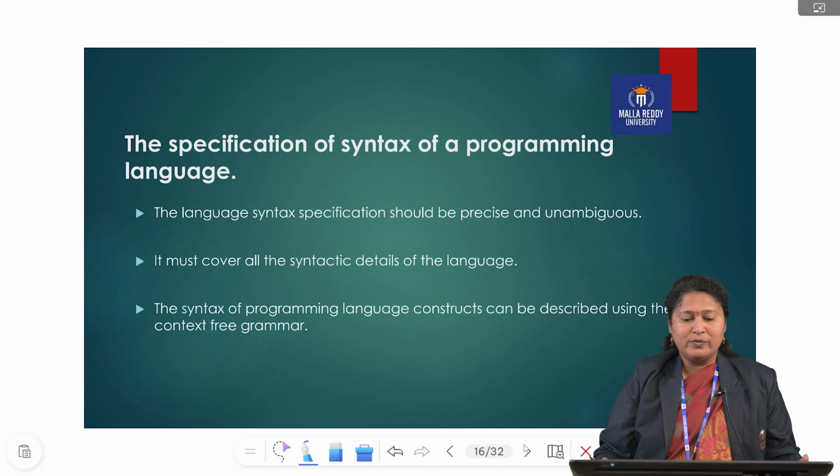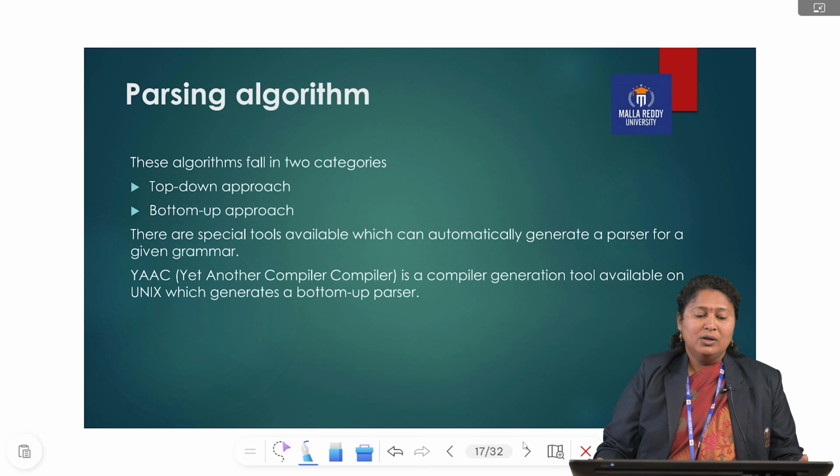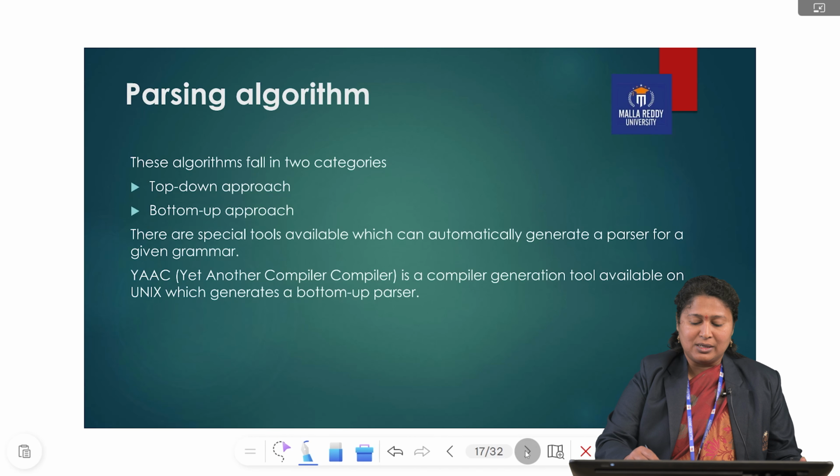So now the specification of syntax of programming language. The language syntax specification should be unambiguous. There should not be any confusion for the system when we give a grammar. So let us see this one. For parsing algorithms, we have two approaches, top-down approach and bottom-up approach. We also have special tools which can automatically generate a parser for a given grammar. The tool we use is Yacc, yet another compiler compiler. This is a compiler generation tool available in Unix which generates a bottom-up parser.